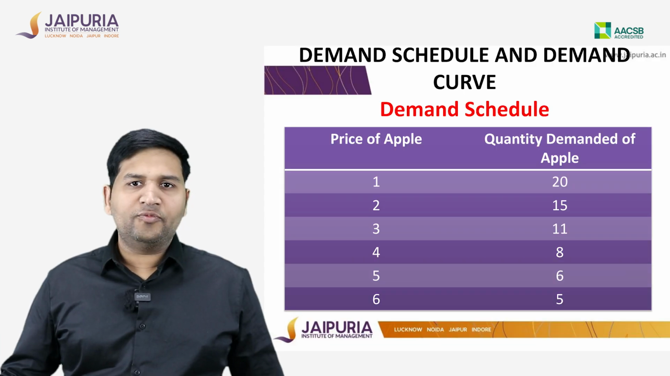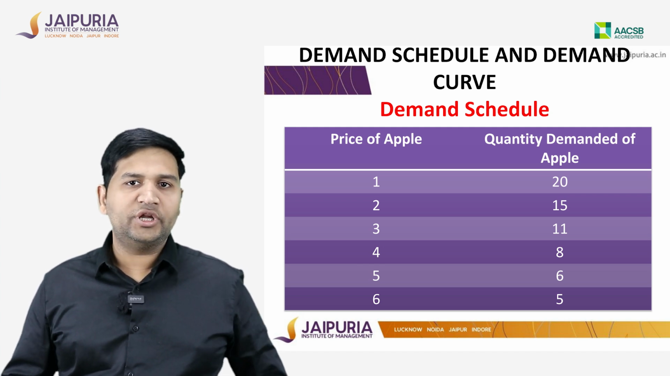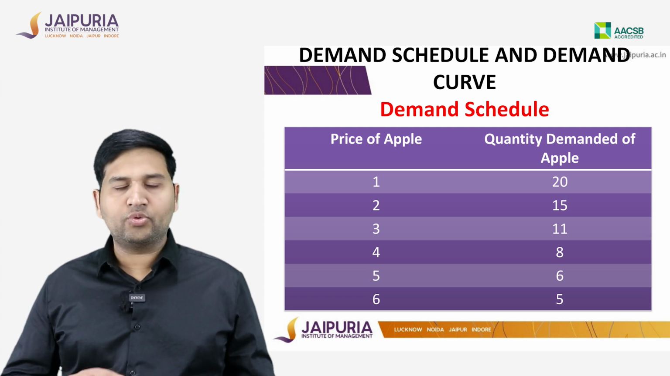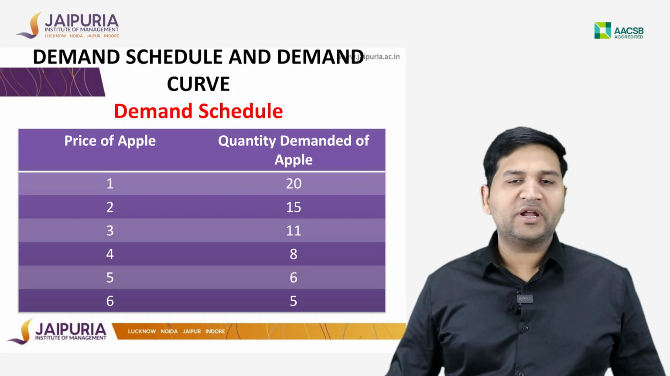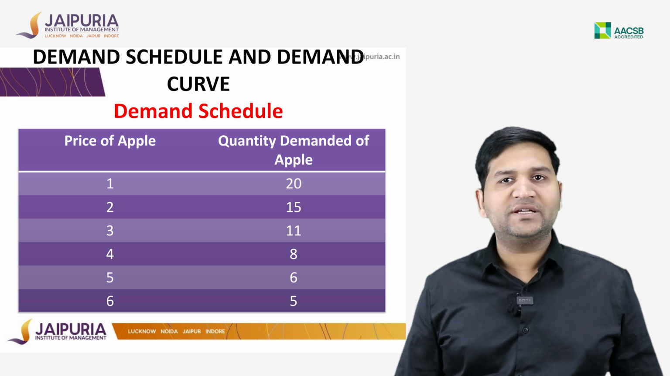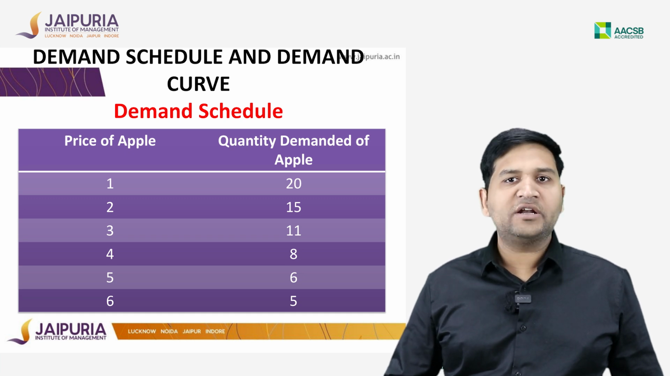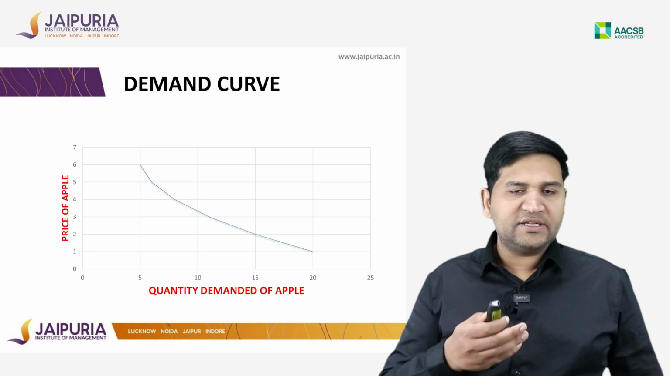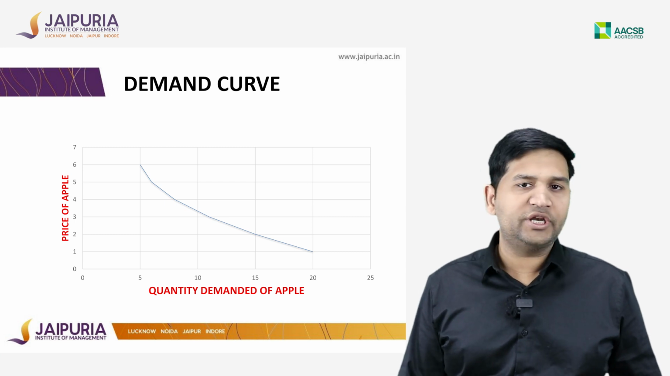Now, if we create a schedule around it, that schedule will be called a demand schedule. So, demand schedule shows the quantity demanded and price relation in tabular form. As you can observe, when price of apple is increasing from 1 to 6, the quantity demanded of apple is decreasing from 20 to 5. If we depict that in a graph, then that slope will come negative. That is, demand curve is a negatively sloped graph which shows the inverse relation between price and quantity demanded.